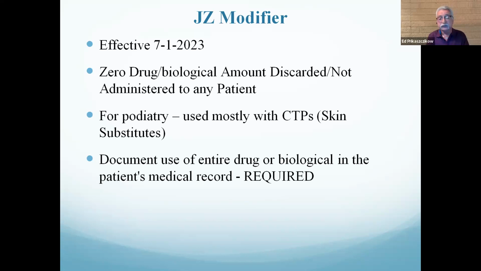Now, beginning July 1st is a JZ modifier that's going to be applicable, and for us, it'll involve skin subs. So that if you have a 44 square centimeter wound and you use a 44 square centimeter skin sub, that's how it came, and you put the whole thing on the wound, then you have to tell Medicare and the private payers that you used the entire product, there was no wastage, and that's how they know that there was none wasted, and you would use the JZ modifier.